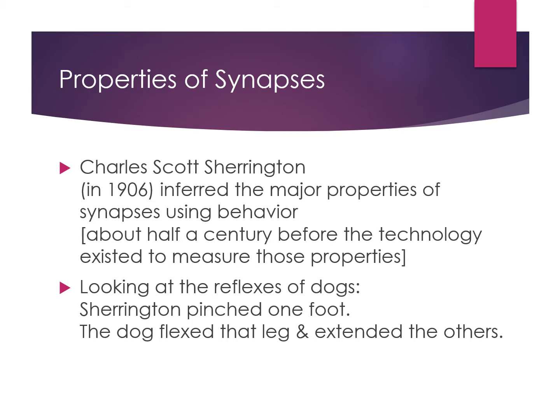made these inferences from the behavior of dogs. This is pretty impressive. He got this pretty spot on. And this happened about a half a century before any technology existed that would have allowed us to measure the properties of synapses. So he was looking at the reflexes of dogs, and what he would do is he would have them kind of strapped up, and he could get underneath them and pinch their foot or their paw. And the dog, that pinched paw, the dog would flex that leg or pull it back toward him or herself and extend the other three legs.